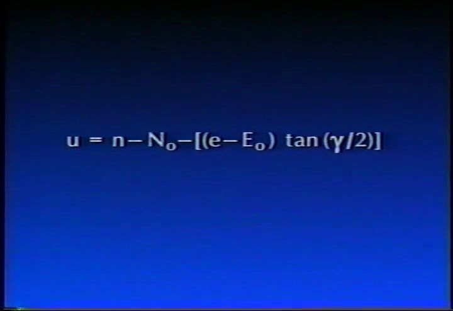In this equation, we seek the value of the radial difference between the mapping radius of the central parallel and the mapping radius through the station in question. First, the difference in eastings between the station and the northing axis, E sub O, is multiplied by the tangent of half the station's plane convergence angle. We then subtract the result from the difference between the northing of the station, noted small n, and the northing of the projection origin, a tabled constant noted as n sub o, giving us u.